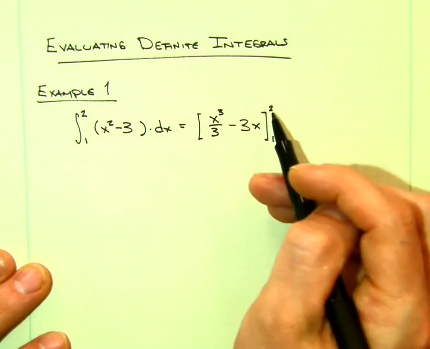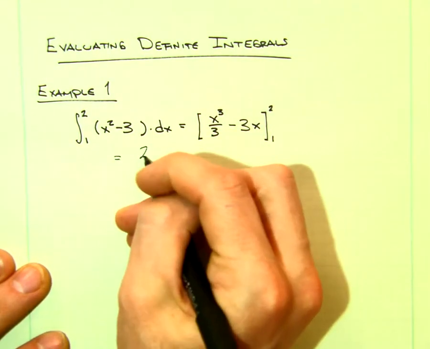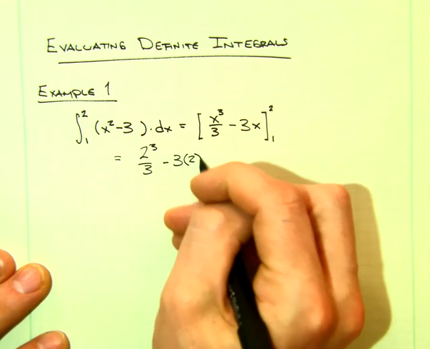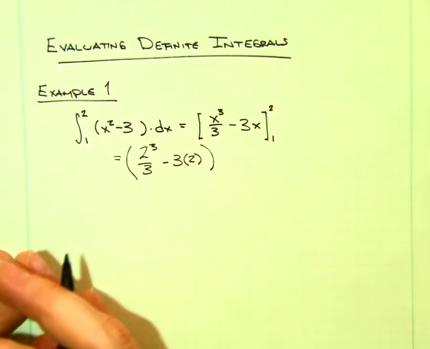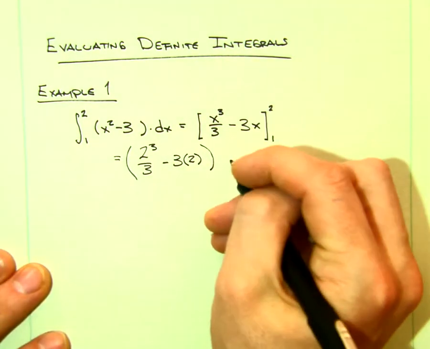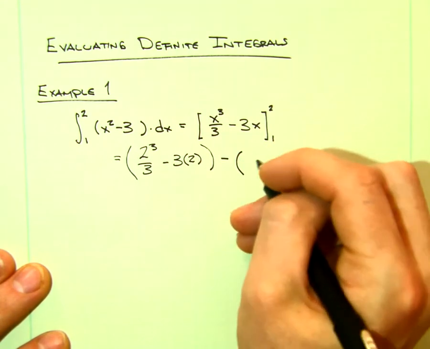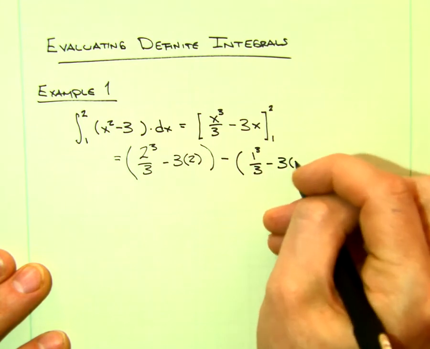Okay, so first thing I need to do is plug in my 2. So then this is going to be equal to 2 cubed divided by 3 minus 3 times 2. So that's my one endpoint. In this case, it's my right endpoint. And then I'm subtracting my left endpoint, my lower endpoint. And so then I get 1 cubed divided by 3 minus 3 times 1.